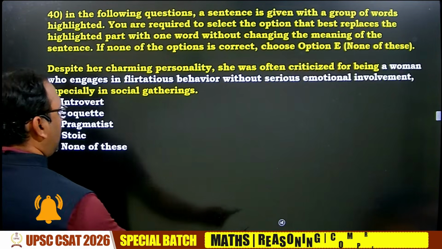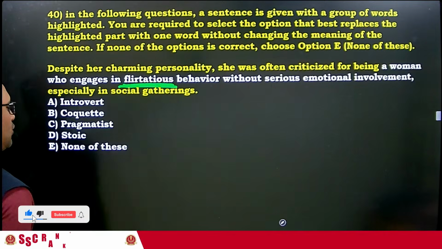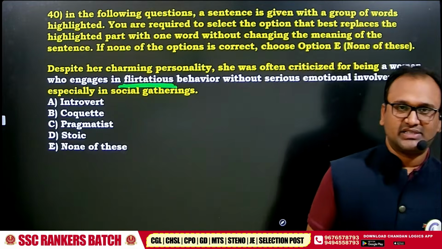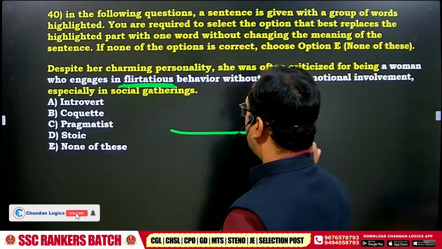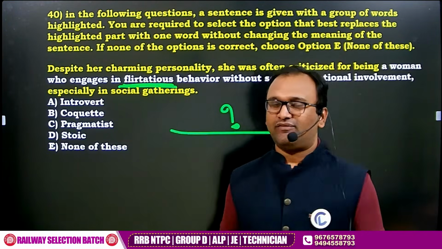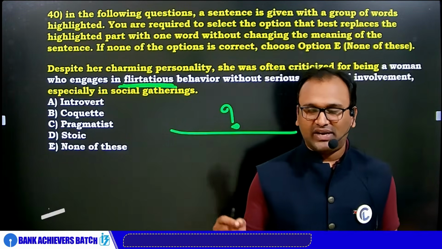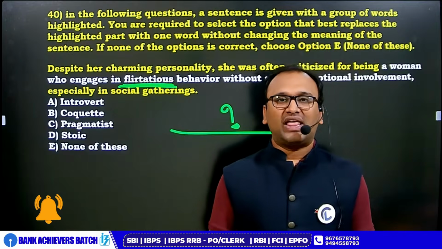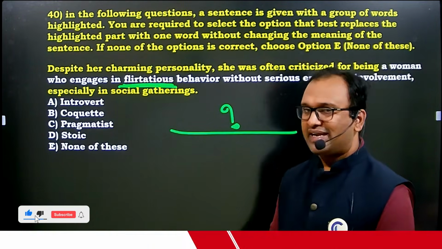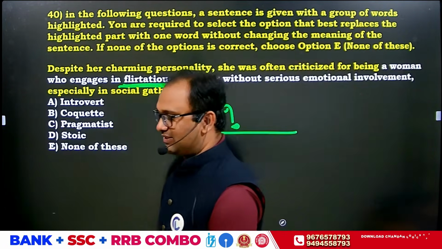A woman who always flirts with others. What do you call a woman who flirts with others? This is the homework I want to give you. I have already given you one more homework before. This is a very important homework. What do you call a woman who flirts? Introvert, coquette, pragmatic, stoic. Find the answer and leave your answer in the comment section.